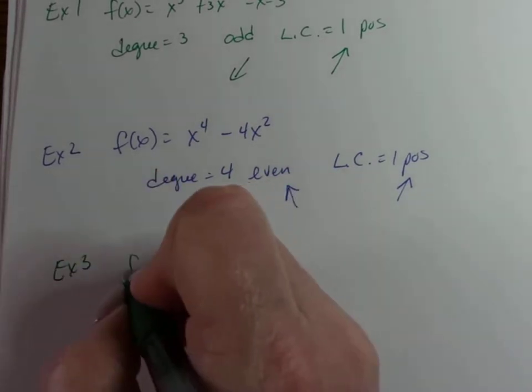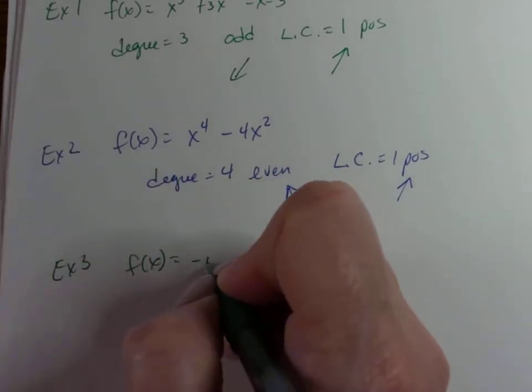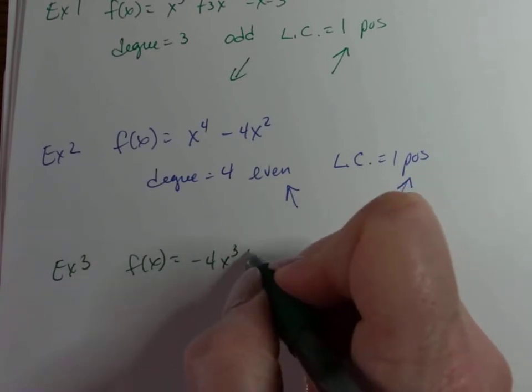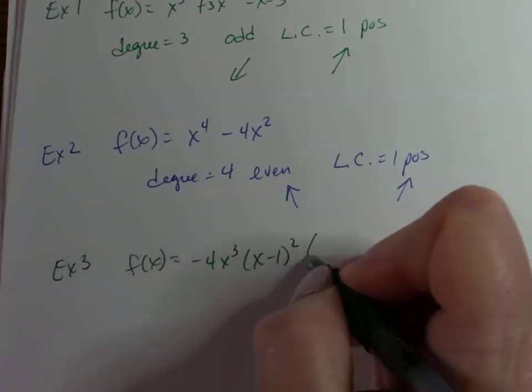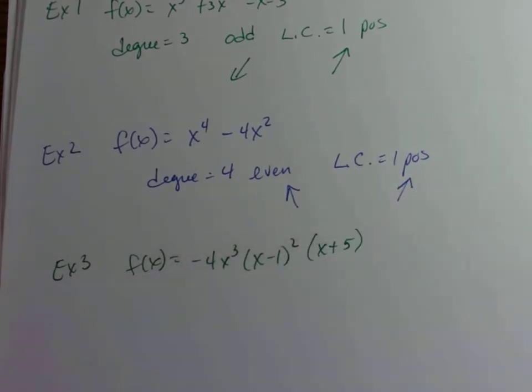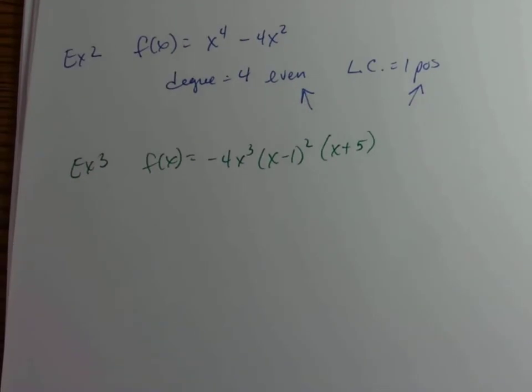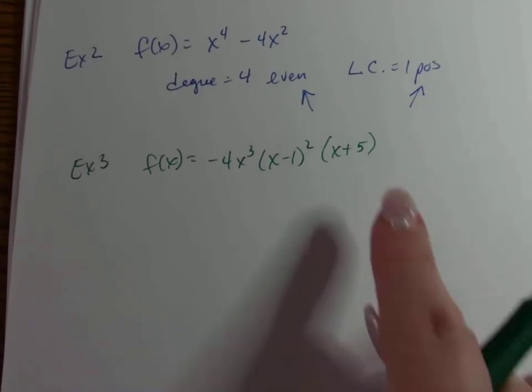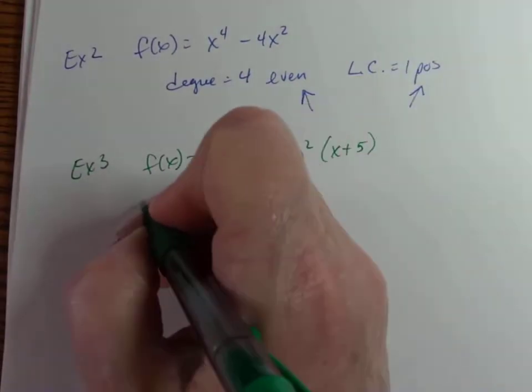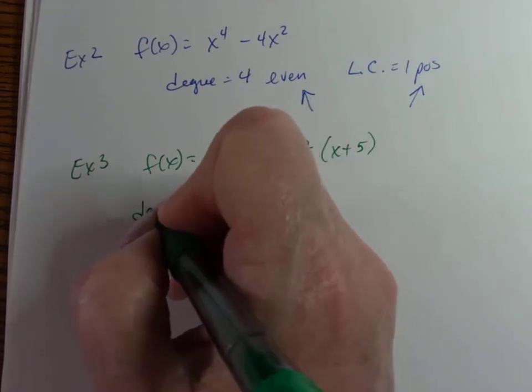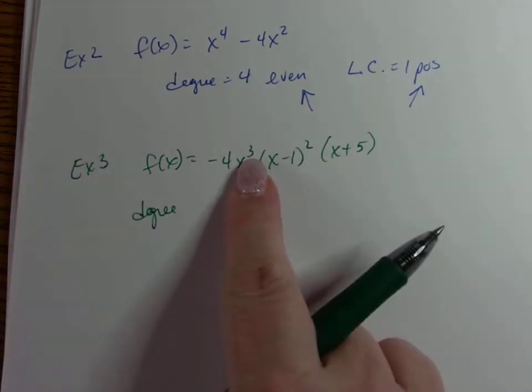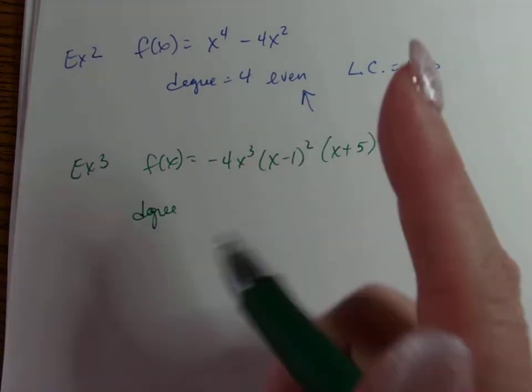Example 3, we have f of x equal to negative 4x cubed times x minus 1 squared times x plus 5. Now, you're not going to multiply this all out. We're just going to add our exponents. So our degree will be found by adding each of the exponents.